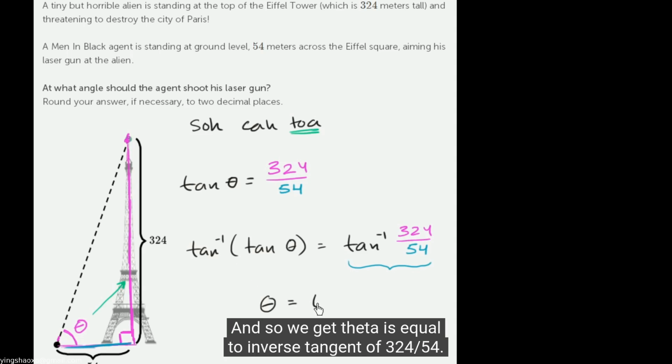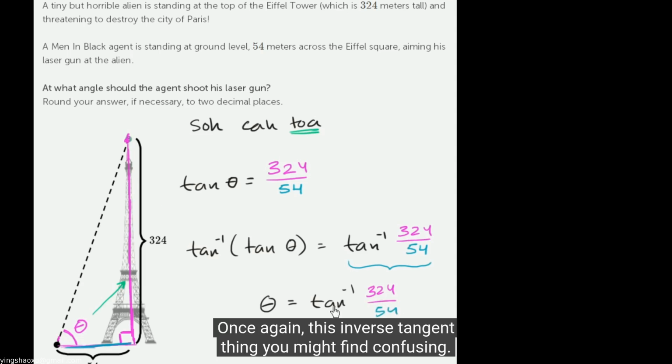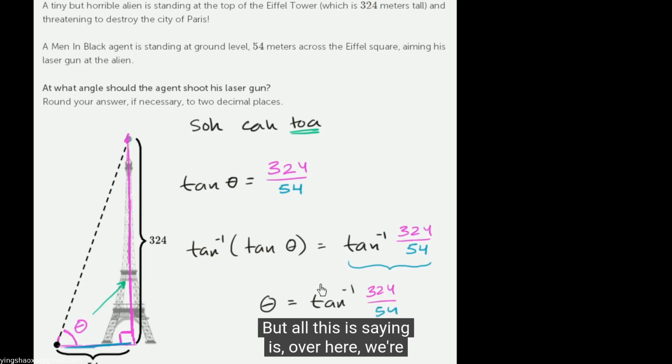And so we get theta is equal to inverse tangent of 324 over 54. Once again, this inverse tangent thing you might find confusing, but all this is saying is, over here we're saying tangent of some angle is 324 over 54. This is just saying my angle is whatever angle I need so that when I take the tangent of it, I get 324 over 54. It's how we will solve for theta.